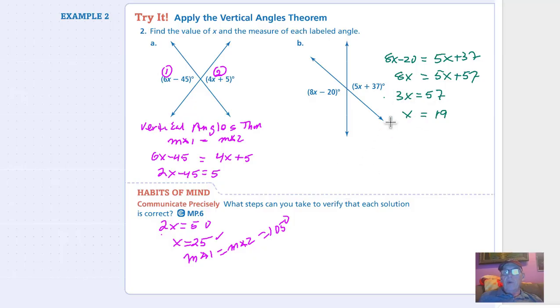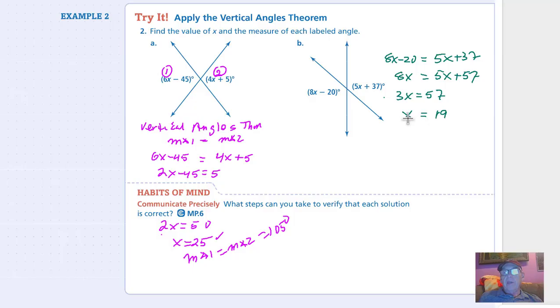If I looked at it as multiplying by 1/3, if I divided both sides by 3, which is the same thing, I would get, my reason would be division property of equality. So we get x is equal to 19. So if x is equal to 19, we want to plug it in. Probably the easiest one would probably be the one on the right.